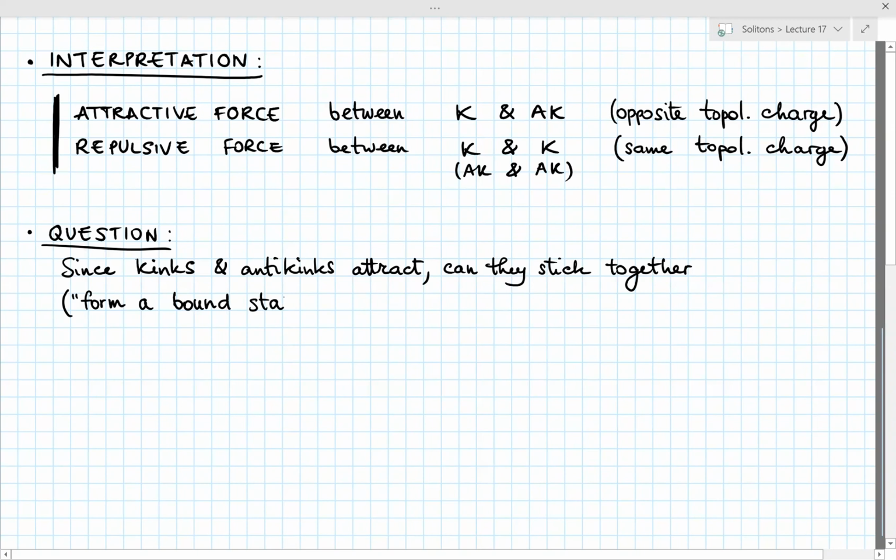Much like, say, the proton and the electron attract one another and they can form a bound state, which is a hydrogen atom. And the answer to this question is yes. And the bound state is the breather that we now move on to study.